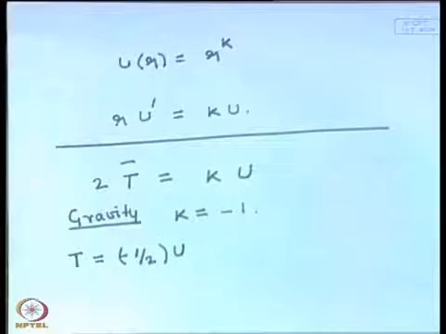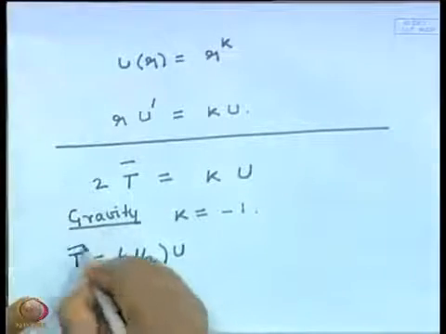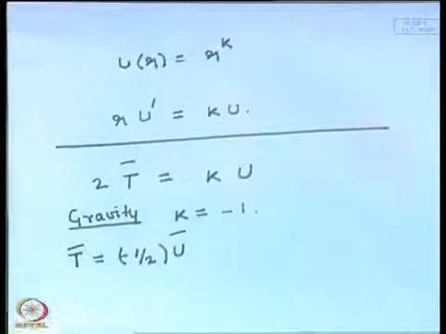So, if you calculate the average kinetic energy, this is the average, okay, it is not true instantaneously, it is for the average. So, if you calculate the average kinetic energy and the average potential energy in those orbits, you will find that this relation holds. The average kinetic energy is half the average potential energy in modulus.